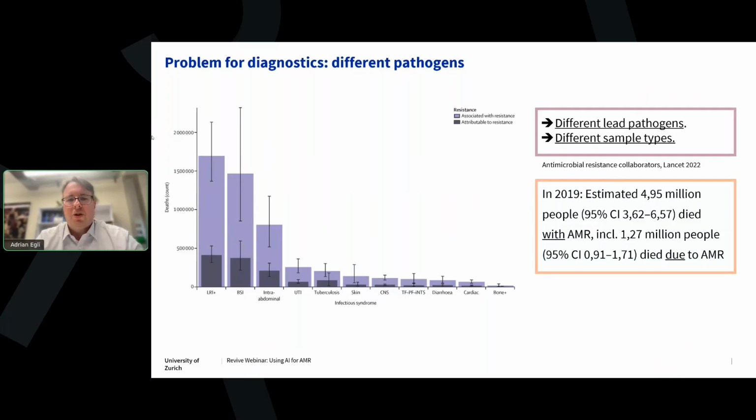I'm pretty sure you're familiar with this paper, which was published in the Lancet in 2022, showing the 3 different infectious diseases caused by many different pathogens linked to antibiotic drug resistance. For example, lower respiratory tract infection, bloodstream infection, and intra-abdominal infection together are estimated with close to 5 million deaths per year. So really a devastating situation.